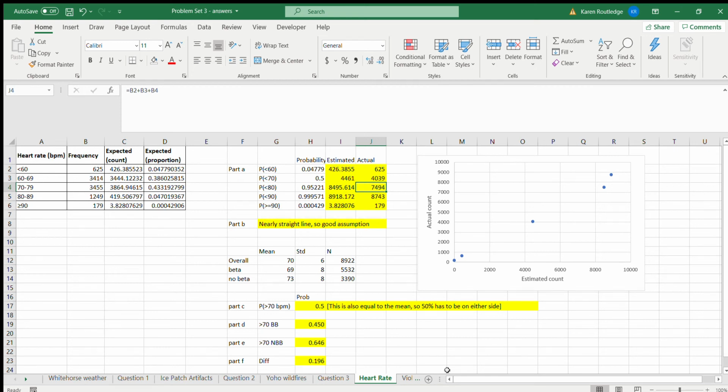Problem set number 3, question number 4 with heart rates. So part A asks you to compare the observed frequencies to expected frequencies, given a mean, a standard deviation, and an assumption of normality.